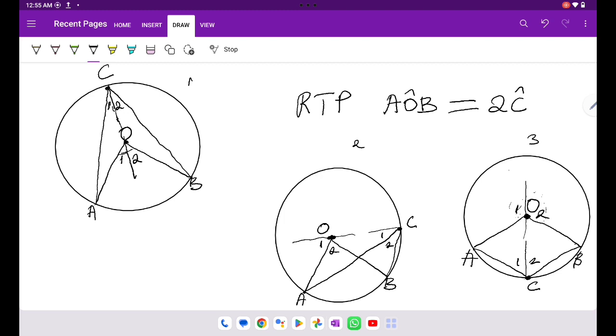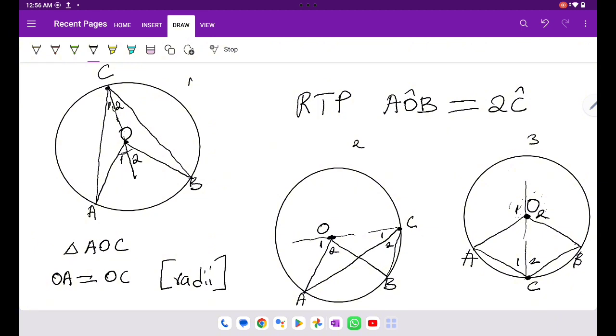Now let's look at triangle AOC. Now if we look at triangle AOC, we realize that OA and OC are equal. So let's put that statement down. It's very, very important. So OA equals OC. Why? They are the radii of the circle.